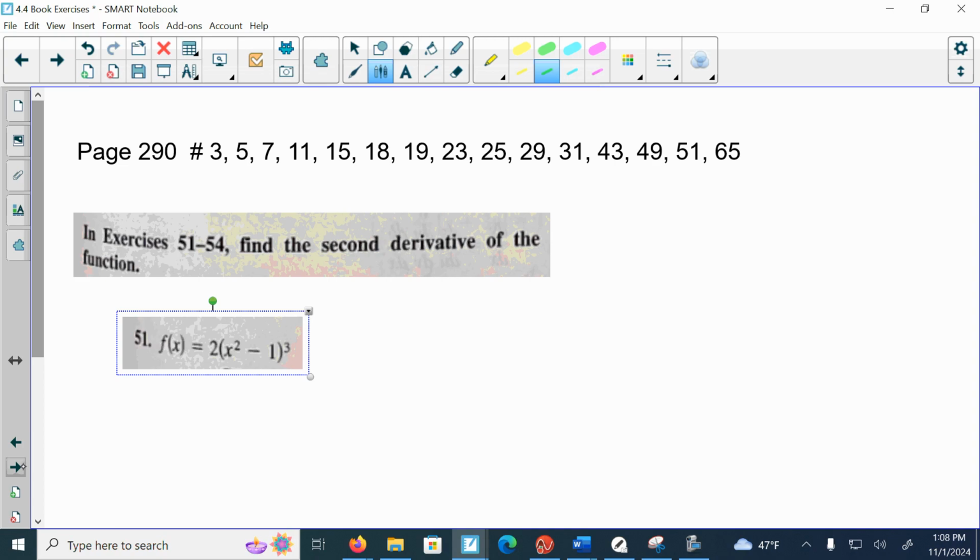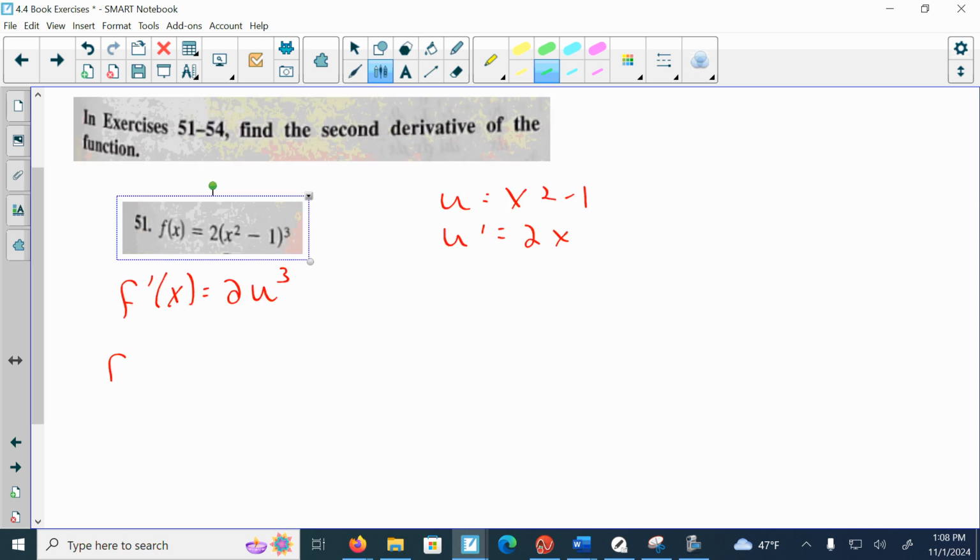Okay, 51, find the second derivative. So I'm going to start just like I did before. u is going to be x squared minus 1. The derivative of u is going to be 2x. So to find the first derivative, I have 2u to the third. To find the derivative, that's going to be 3 times 2, so 6u, reduce that power by 1, so that's squared, multiplied by the derivative, which is 2x.